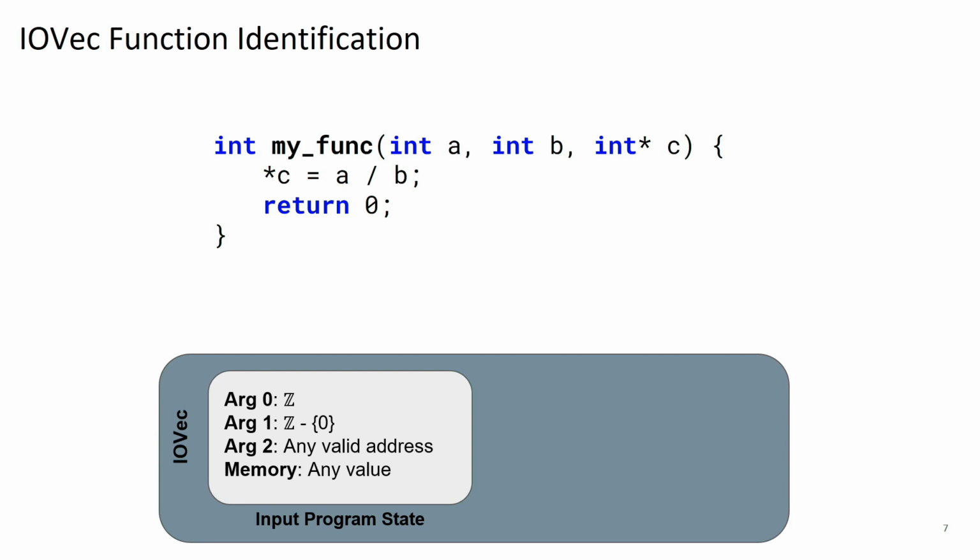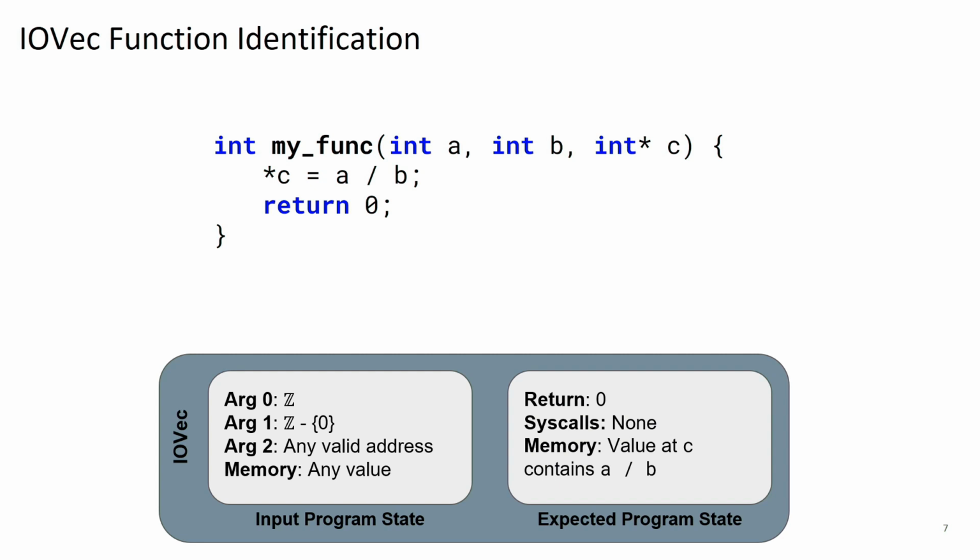An IOVec would then set the first argument to any integer, and then the second argument to any integer except for 0. And the third argument can be any valid memory address. And the memory address located at that pointer can contain any value.